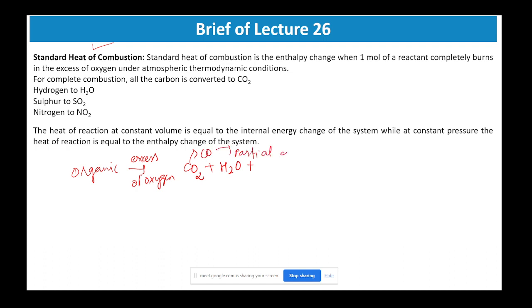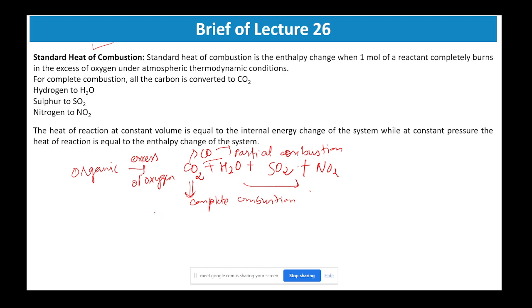This I had already mentioned earlier. If it is a partial combustion, then CO will be formed because the supply of oxygen is limited. Now if it is complete combustion, then CO2 plus H2O will be formed. If there is sulfur, for complete combustion SO2 will be formed, and for nitrogen NO2 will be formed. So all these products are for complete combustion. So this is a complete combustion reaction.